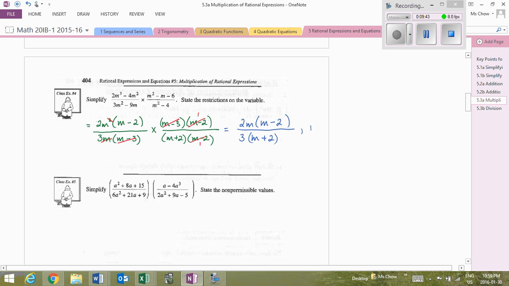And we just need to do our restrictions based on those factors that were in the denominator. So we've got 0 here, 3, negative 2, and positive 2. So again, in some kind of an order, so I generally do things in ascending order. So I've got negative 2 and 0 and positive 2 and positive 3. Okay, so taking a look at class example number 5, so hit pause once, and once you're done factoring, you can come back and hit play.